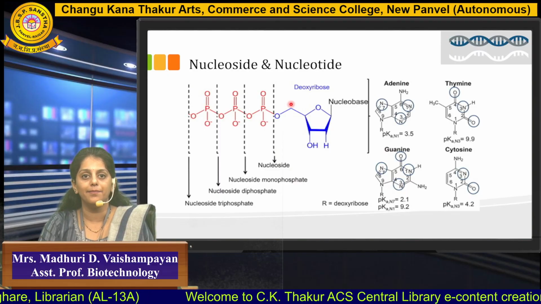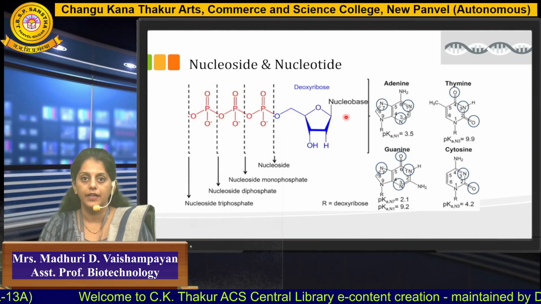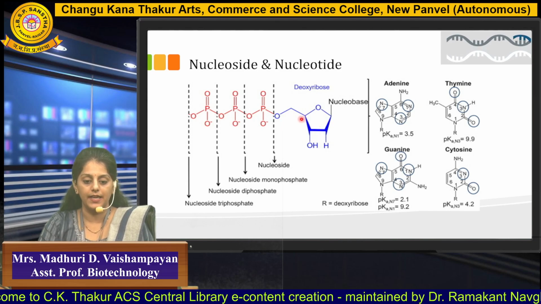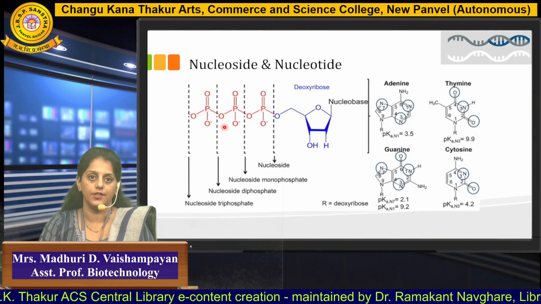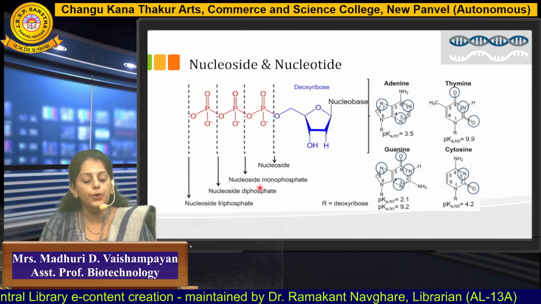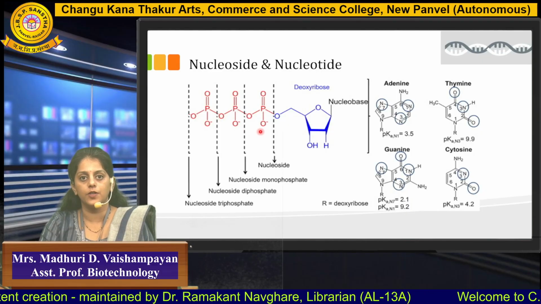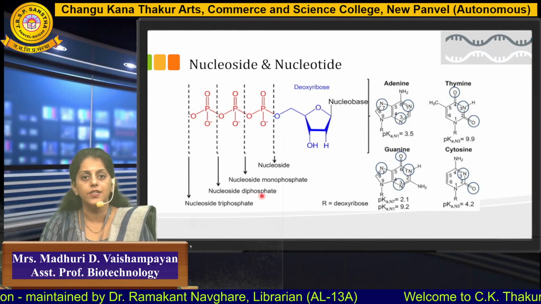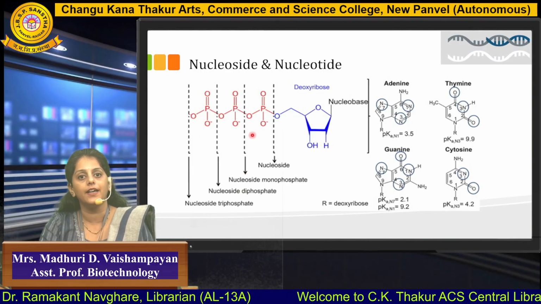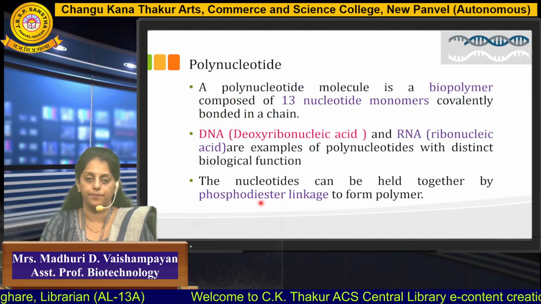This is the schematic representation of a nucleoside and a nucleotide. This is your nitrogenous base, and to this nitrogenous base, phosphate groups are attached. If one phosphate group is attached, it is known as nucleoside monophosphate. If two phosphate groups are attached, it is known as nucleoside diphosphate. If three phosphate groups are attached, it is known as nucleoside triphosphate.